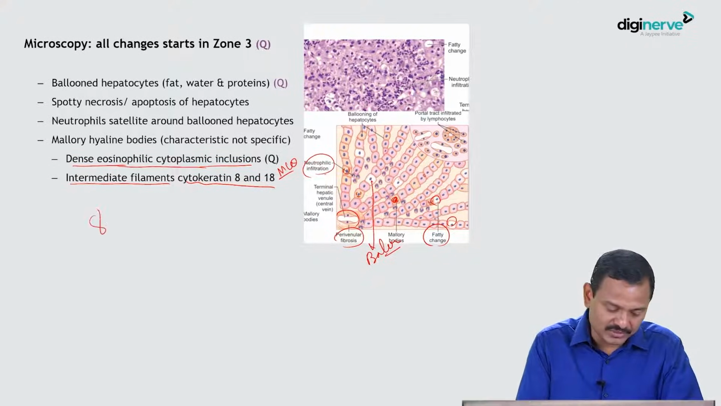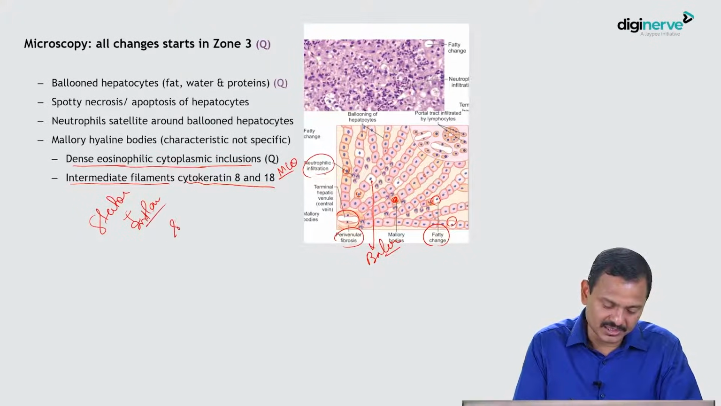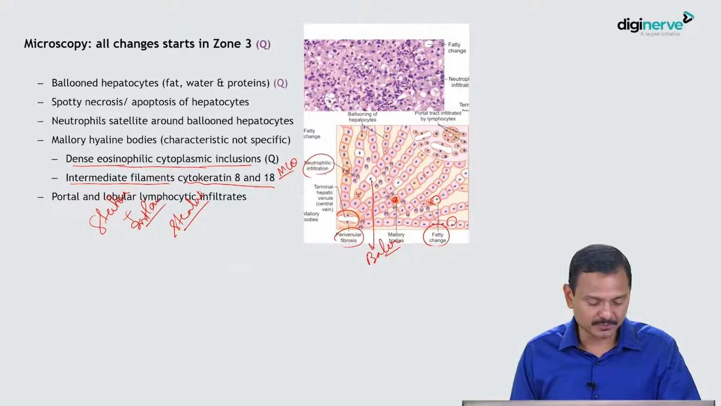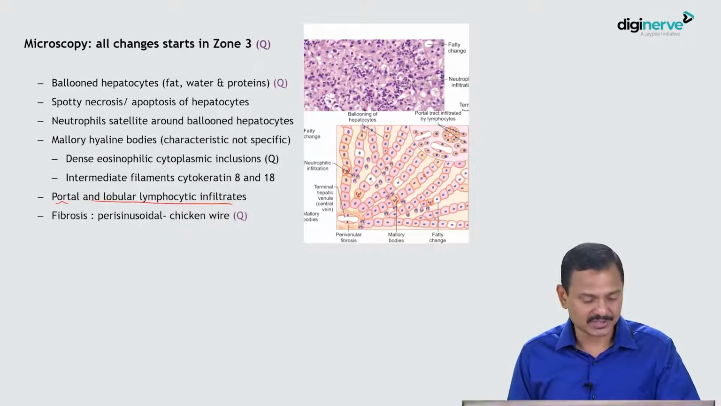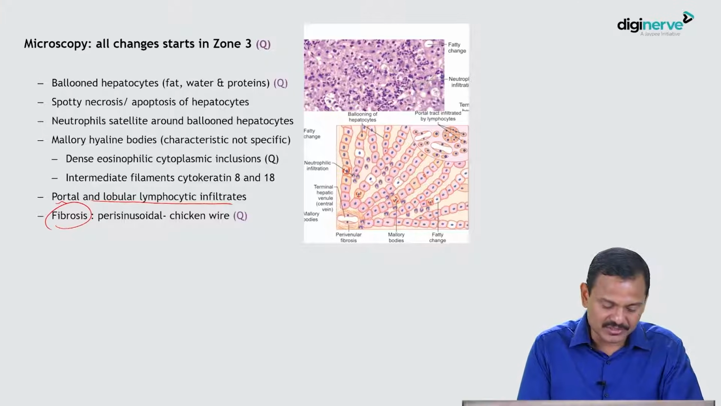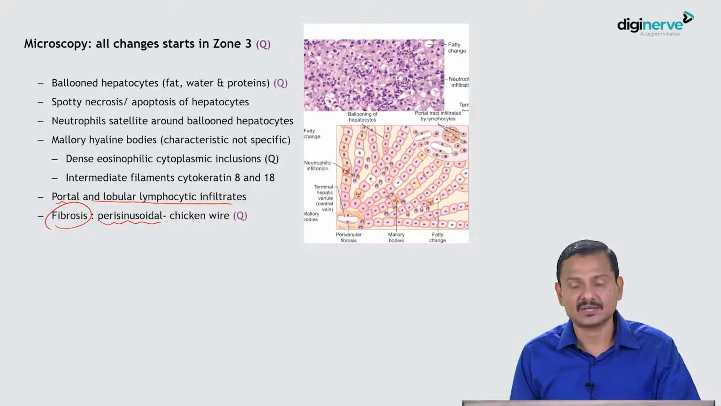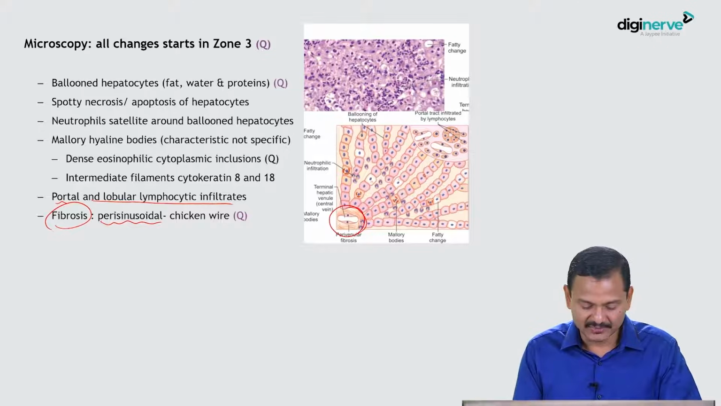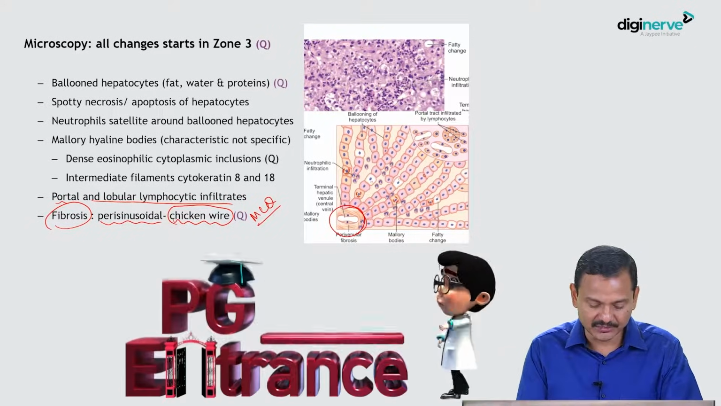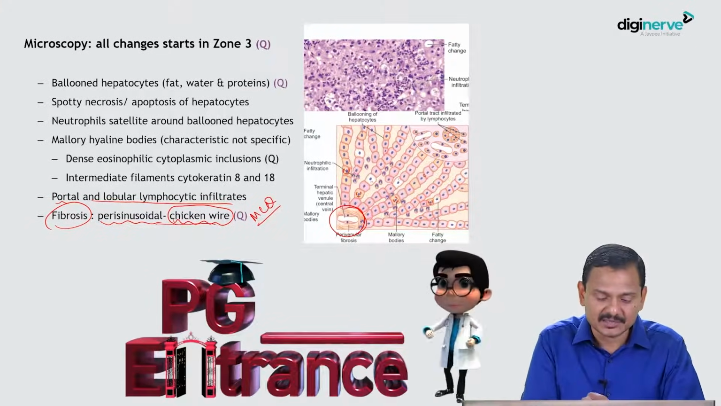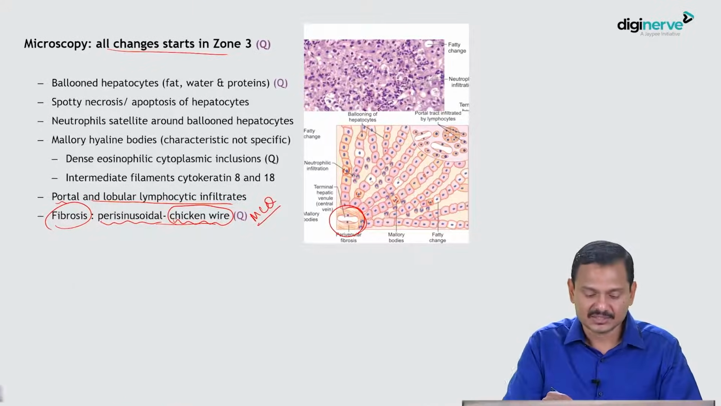So once you have steatosis plus inflammation, that is called steatohepatitis. So this is about the microscopy. You can also find some amount of portal and lobular lymphocytic infiltrate. The fibrosis will start in the perisinusoidal region, and that is typically called chicken-wire type of fibrosis. Now this is again an MCQ, that chicken-wire type of fibrosis is seen in the perivenular region of alcoholic steatohepatitis.